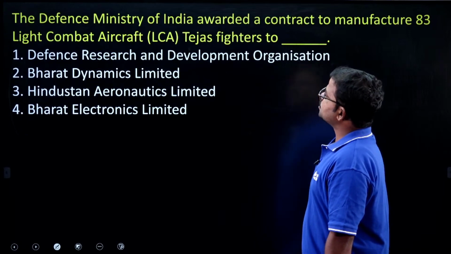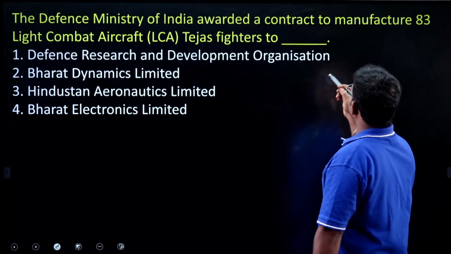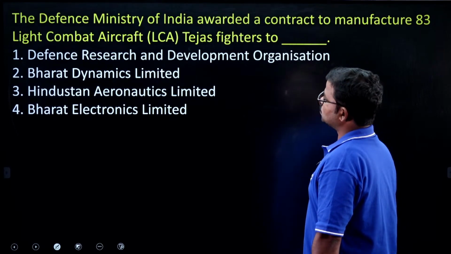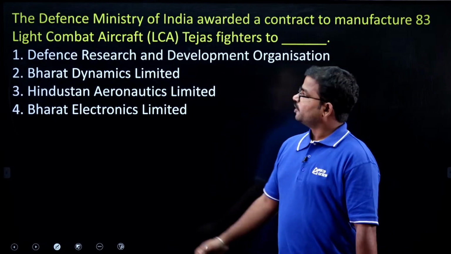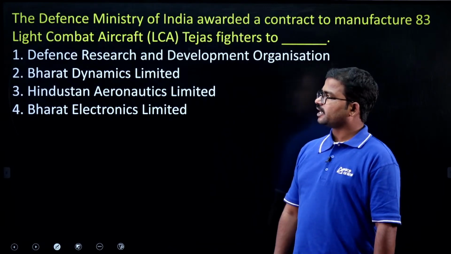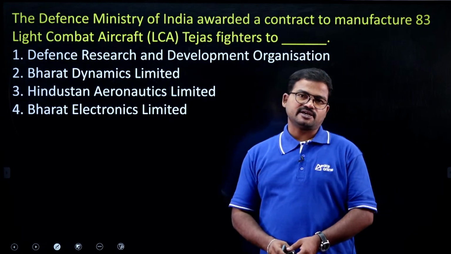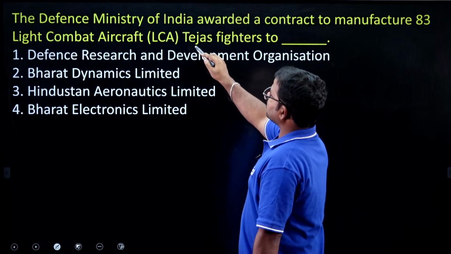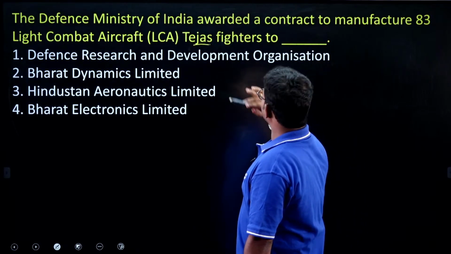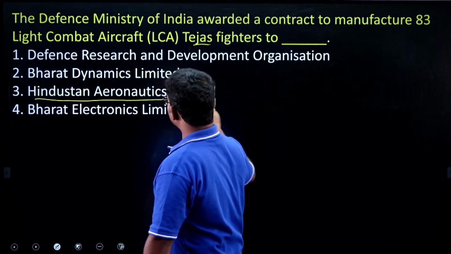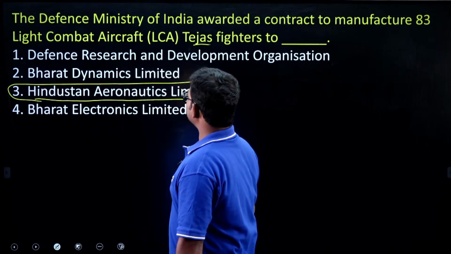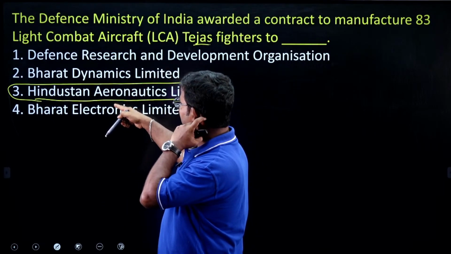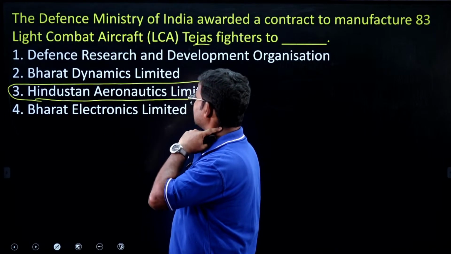Next, the Defense Ministry of India awarded a contract to manufacture 83 light combat aircraft Tejas fighters. So here they mention Tejas. This is considered a light combat aircraft. What is the specialty of this one? This light combat aircraft Tejas was developed by, and its production is majorly handled by, Hindustan Aeronautics Limited, Defense Research and Development, Bharat Dynamics Limited, next Hindustan Aeronautics Limited and Bharat Electronics Limited.